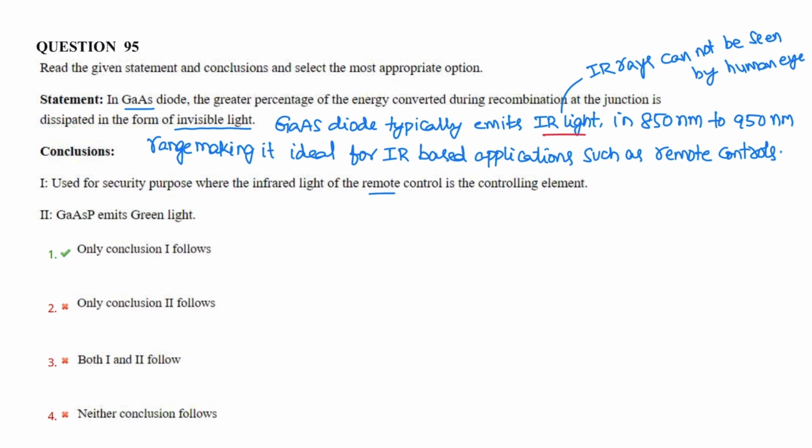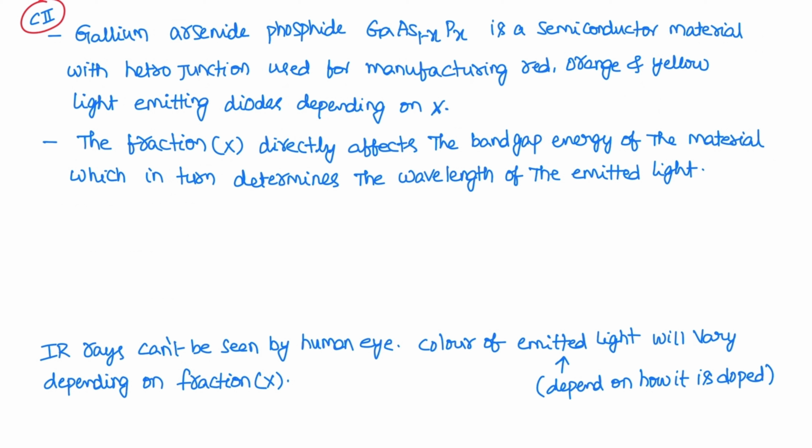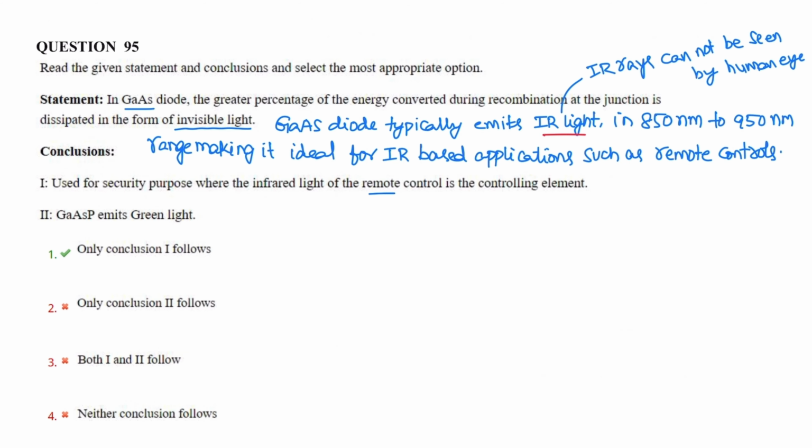Conclusion 2: gallium arsenide phosphate, GaAsP, emits green light. This statement is wrong, because gallium arsenide phosphate, GaAs1-xPx, is a semiconductor material with a heterojunction used for manufacturing red, yellow, and orange light emitting diodes depending upon the fraction x. This fraction x decides the color of light. The fraction x directly affects the bandgap energy of the material, which in turn determines the wavelength of light. The color of emitted light will vary depending upon the fraction x. So conclusion 2 is wrong.